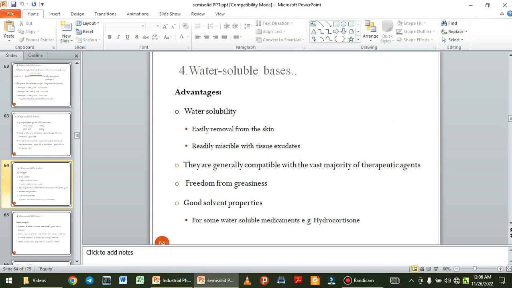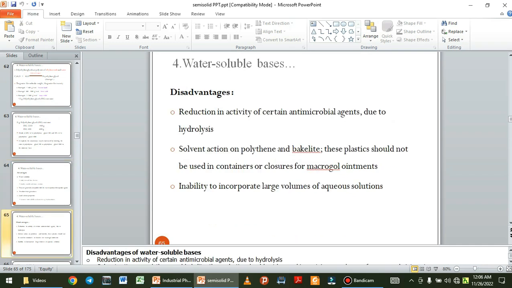Water soluble base is aqueous. It can be soluble with water, and if it is soluble with water, it can be easily removable from our skin. Why? Because it is water soluble bases and readily miscible with tissue exudates, and freedom of greasiness. It's non-greasy. Good solvent property, but less emollient and less occlusive action. It is the opposite of the oleaginous bases. When we see the disadvantage of water soluble bases, reduction in activity of some antimicrobial agent.